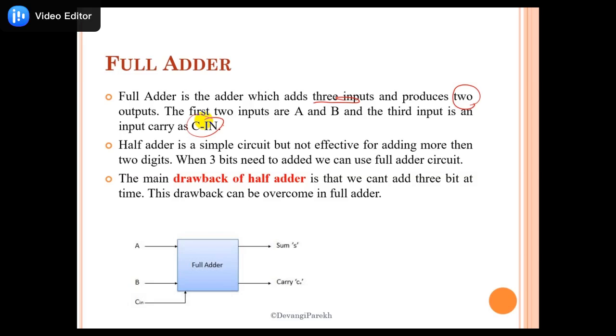Now we will see the block diagram for full adder. In full adder, as I said, there are 3 inputs. The first input is A, the second one is B, and the third one is C in. Now, as I also said, it will produce 2 outputs, sum and carry. Full adder is a circuit used for addition of 3-bit numbers. So again, just like a half adder, it will generate sum and carry for given inputs.